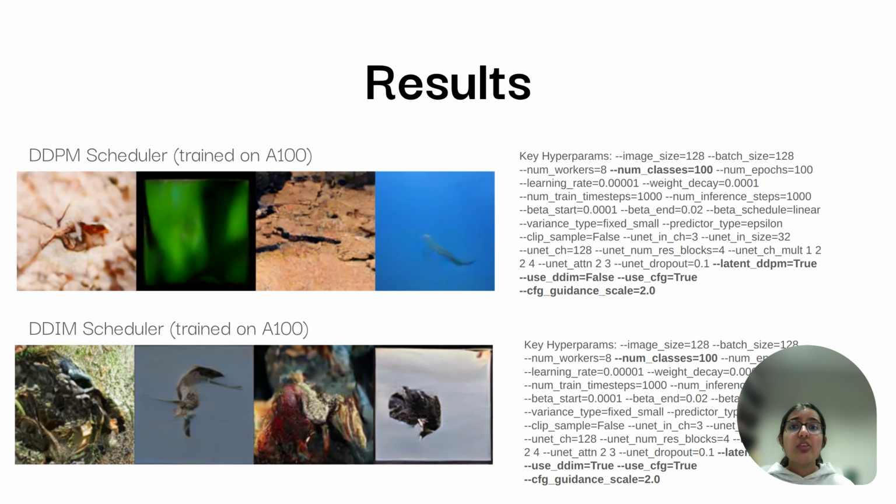Coming to our results, this is what we finally got. These are just two of the images we're reporting out of multiple ablations that we had run. Both of them were trained on A100 GPUs. The entire set of hyperparameters has been attached on the side, but to point out the main ones, we have the latent DDPM set to true in both of these implementations, and CFG has also been set to true with a guidance scale of 2.0. In the first image, we have DDIM set as false, and in the second, we have DDIM set as true. Both of these were on ImageNet 100 with 100 classes as shown.